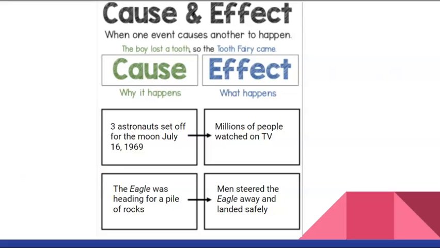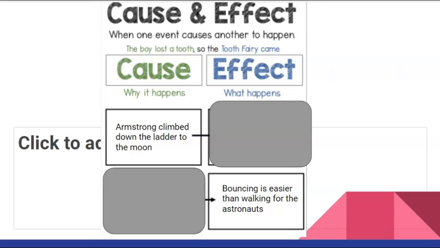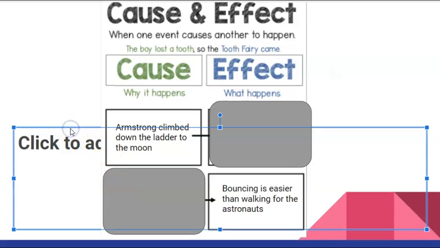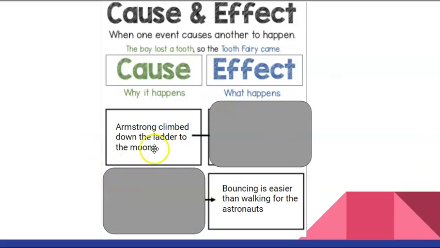Okay, Miss Kelly helped a lot with these last two. I'm going to see if you're able to identify it. These next examples, I have given you the cause. You need to figure out what is the effect. So, what happened because Armstrong climbed down the ladder to the moon? Think in your head. What happened because Armstrong climbed down the ladder to the moon?